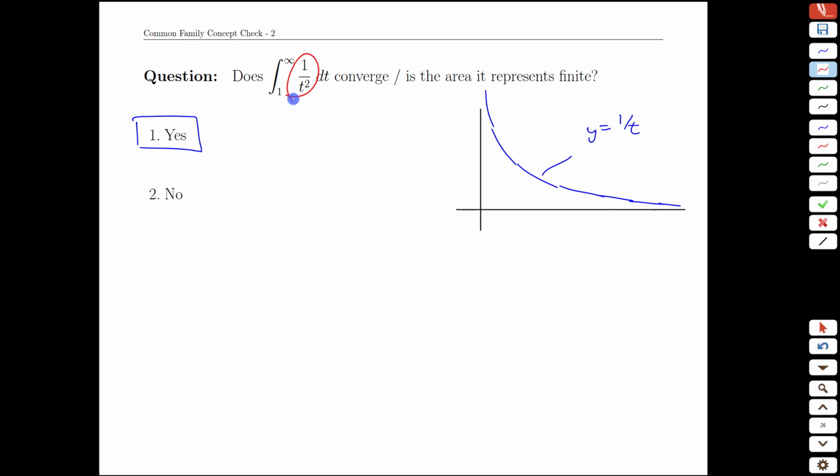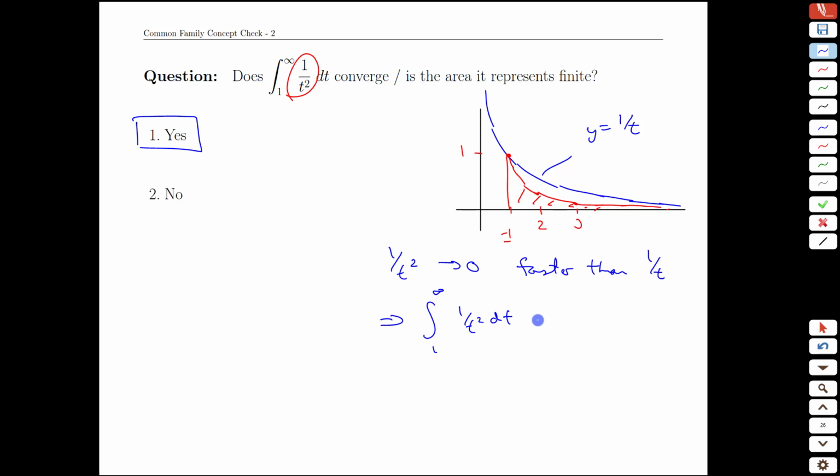But 1 over t squared, they'll both start at 1, 1. But by the time we get to 2, 1 over t squared will be smaller. And if we go to 3, it would be 1 over 9 instead of 1 over 3. We would definitely approach 0 faster. 1 over t squared approaches 0 faster than 1 over t, and that tells us that the integral represented by that converges, or is finite, has a finite value.